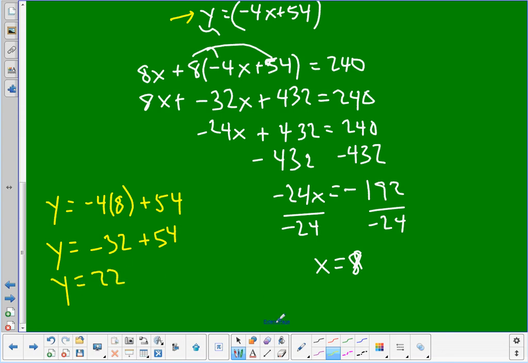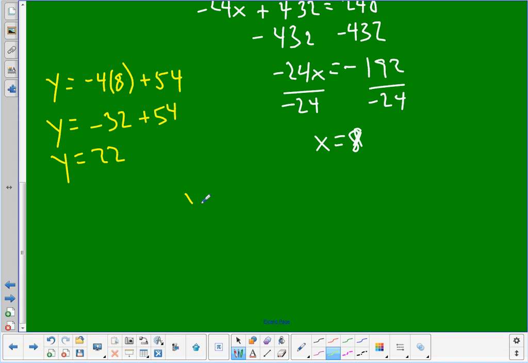So that tells me that each van, remember I need to label my answer, each van holds 8 students, or 8 people, and each bus holds 22 students.